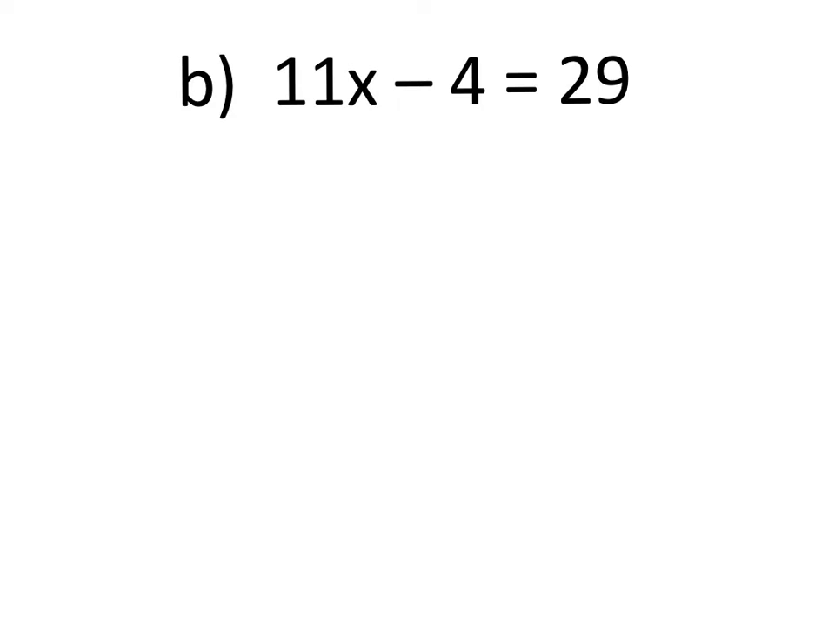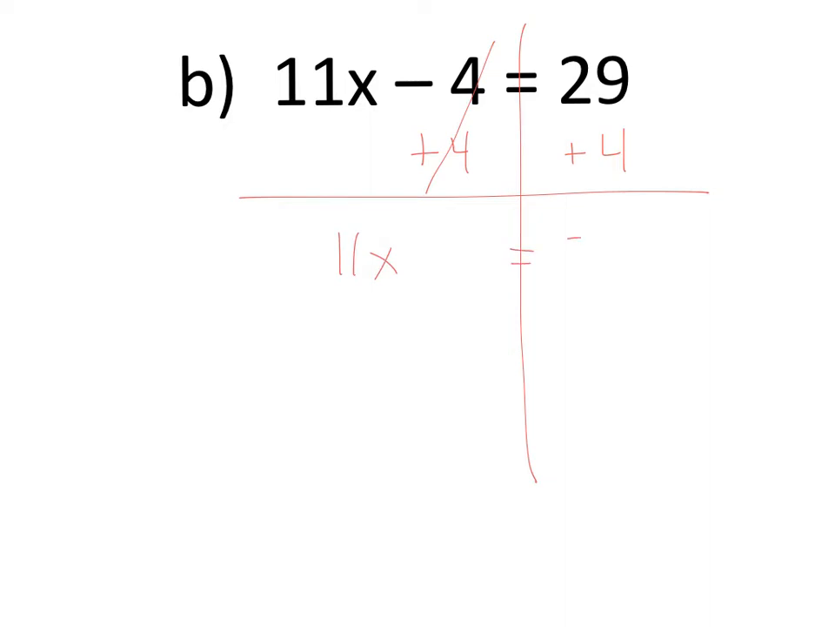Okay, so what you should have done here, again, you don't have to draw the wall, but I'm going to. You should have started by adding the 4 since it says -4. You're going to undo it with addition. You get 11x equals 33. Now, since that says 11 times x, you're going to divide by x. So you should have got x equals 3 as your final answer.